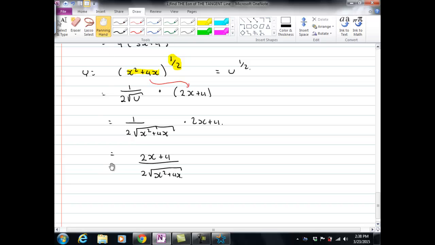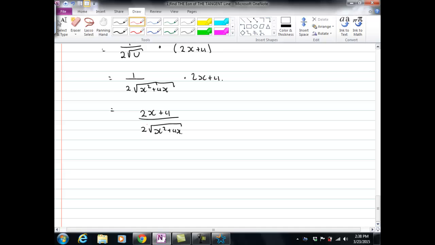That's what we're going to do now. We're going to take out the 2. See, this 2 is gone, this is gone, and you're left with a 2. So your final answer is x plus 2 over x squared plus 4x. And that is called the chain rule.